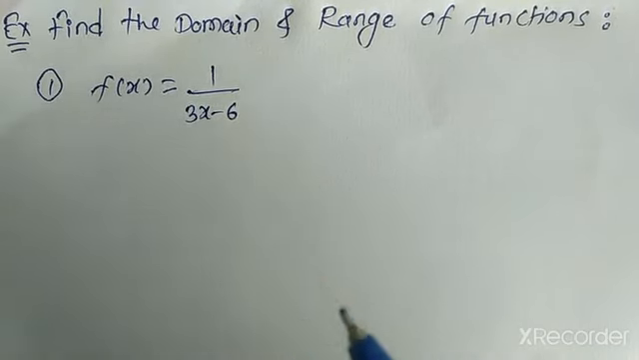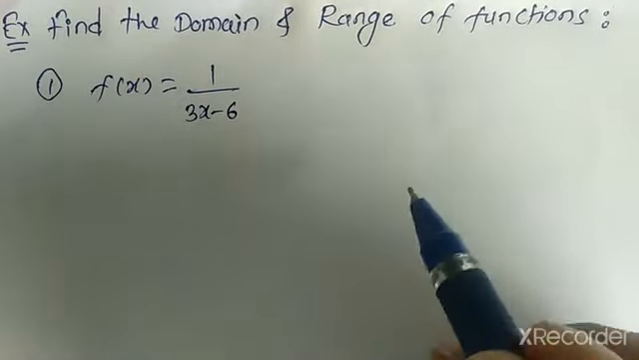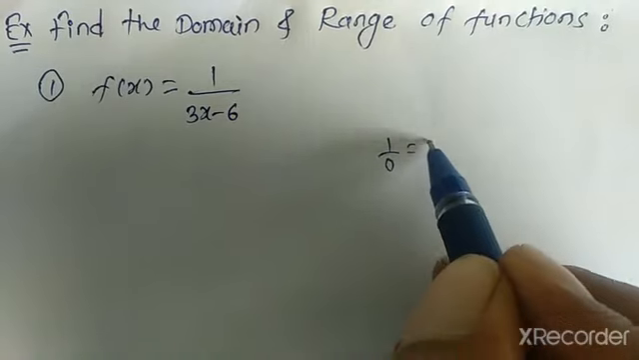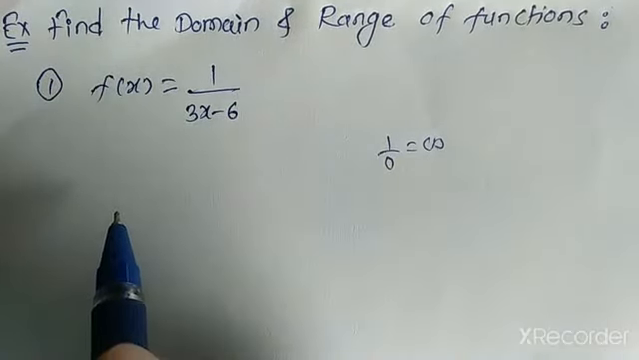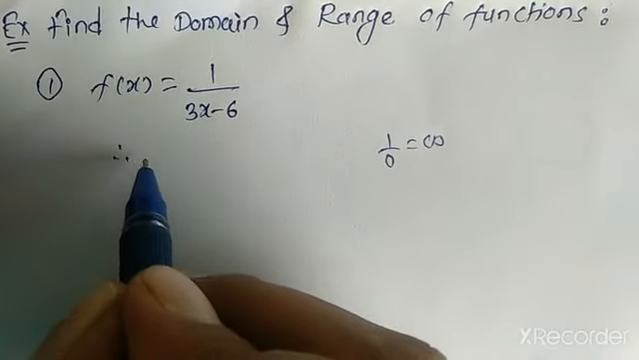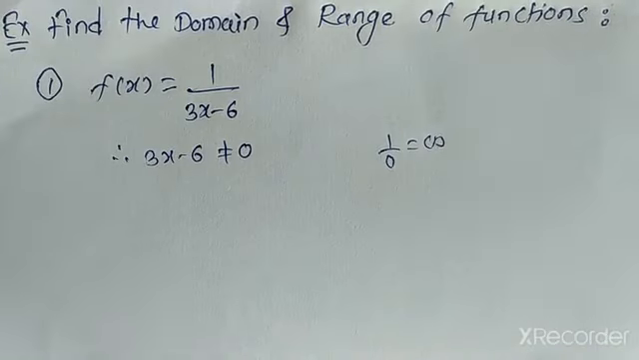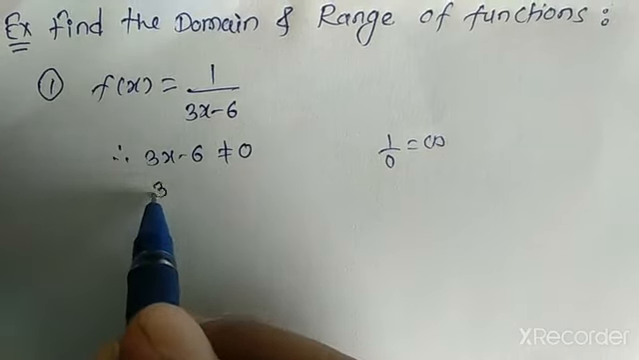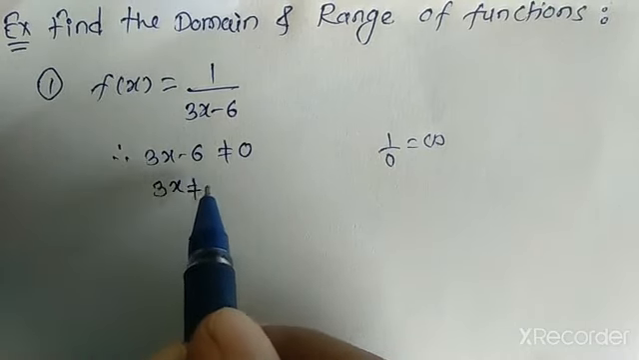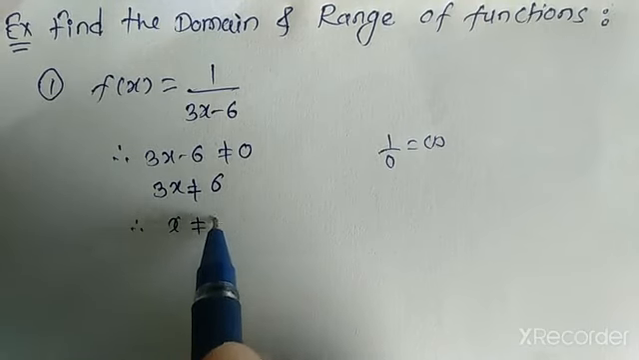So when the denominator is 0, it will not be defined. We know that 1 upon 0 is infinity. So our denominator should not be equal to 0. Therefore, 3x minus 6 is not equal to 0, so that we can find the value of x. It can be written as 3x minus 6 not equal to 0, which means 3x is not equal to 6, which means that x is not equal to 2.